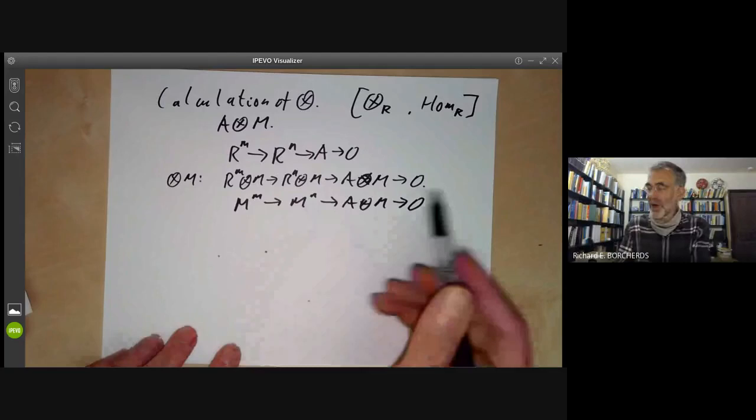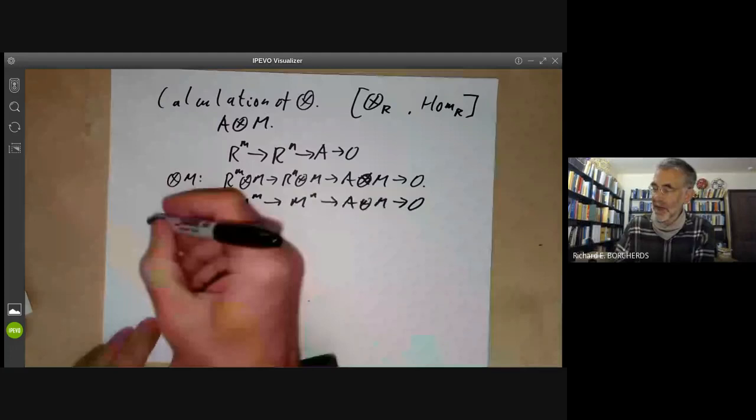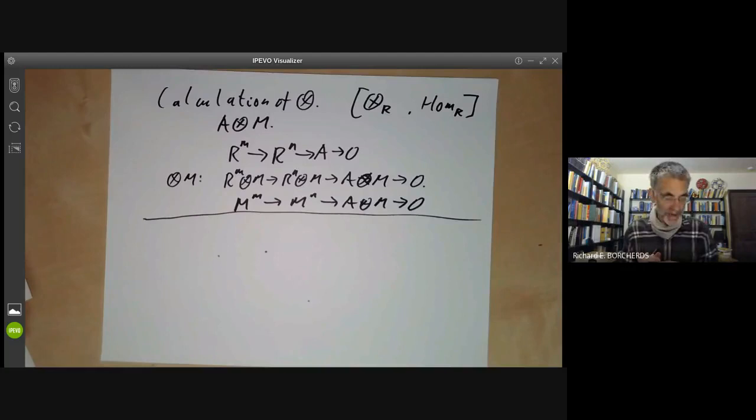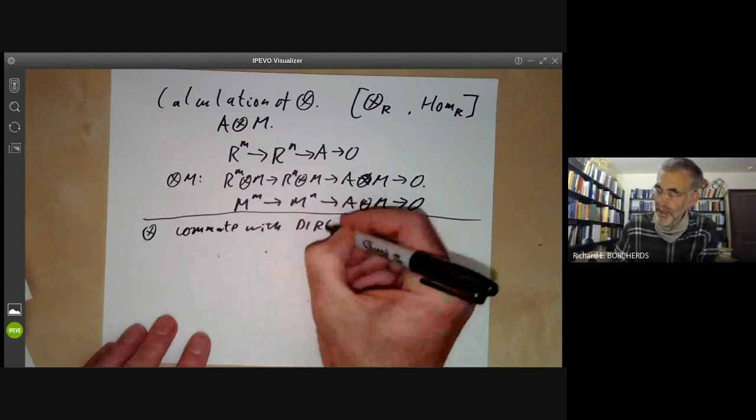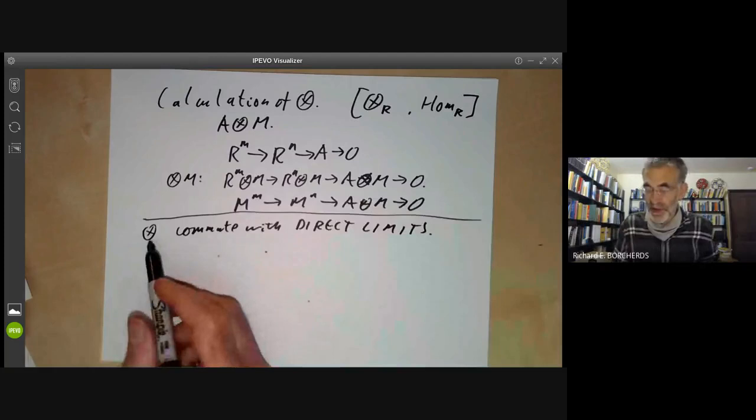And if you know enough about A and M, you can use this to work out what the tensor product is. So tensor products are quite highly computable. There's another useful property of tensor products for computing them, which is that tensor products commute with direct limits. This is actually another special case of the fact that tensor product is left adjoint to another functor, but we'll just show it by hand.